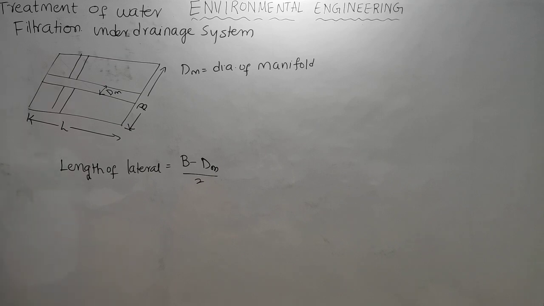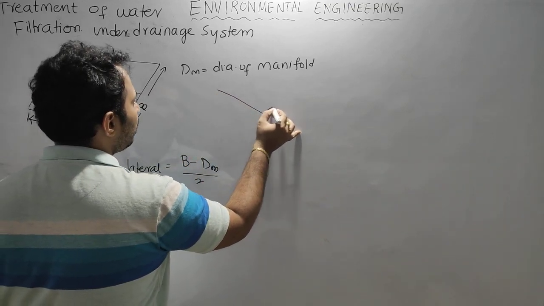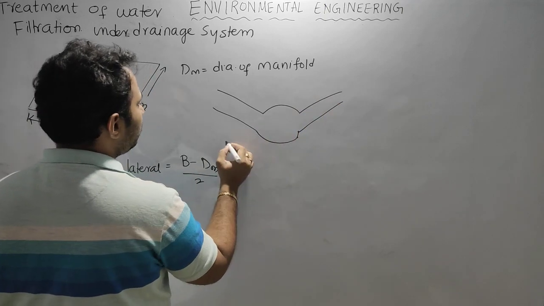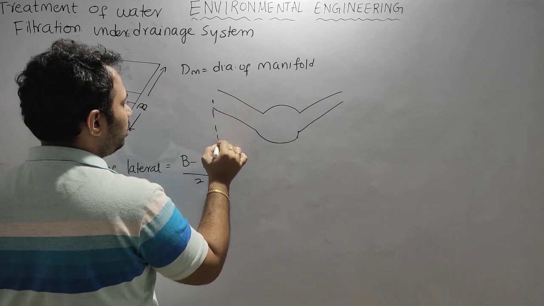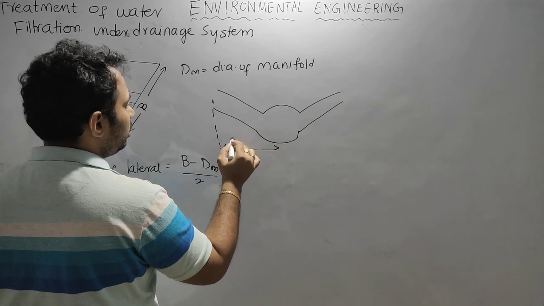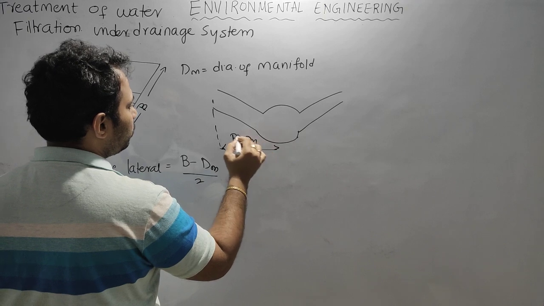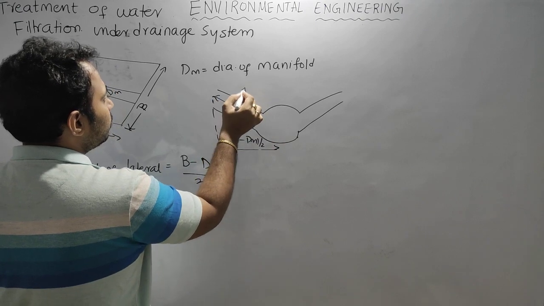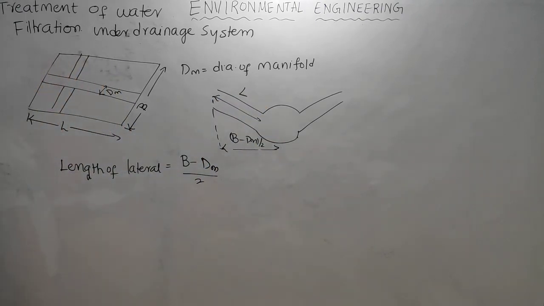Again, if you look at the cross section, generally the length of the lateral, approximately we are taking it as this, but if you look at the reality, the lateral is inclined. So laterals will be inclined like this. So if the lateral is inclined, that means we are taking this as B minus dm by 2, but this is the length. Actually, if you go precisely, then if you know the theta, we can find the length of the lateral.